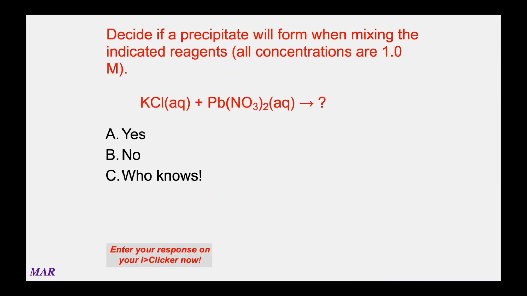The first question, it says, decide if a precipitate will form when mixing the indicated reagents, and we'll assume that all the concentrations are 1 mole per liter. And the answers are yes, no, or who knows. Well, I'll be honest, who knows is not one of the answers, not the correct answer anyway. See if you can figure this out. If you want, you can pause the video, work on it, and when you're ready, unpause the video. We'll talk about the answer. Pause the video now.